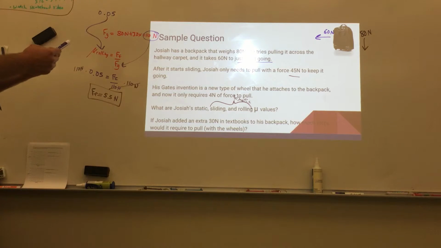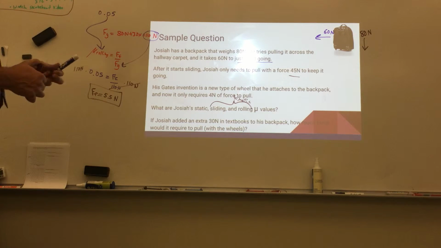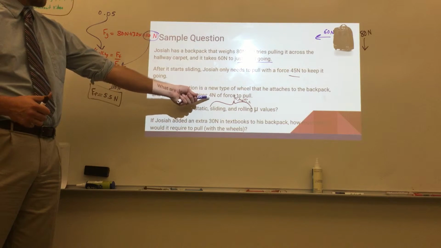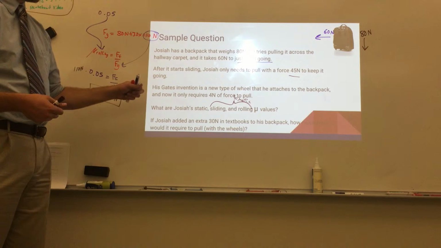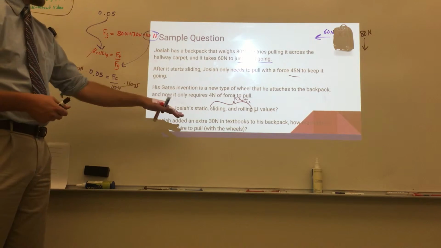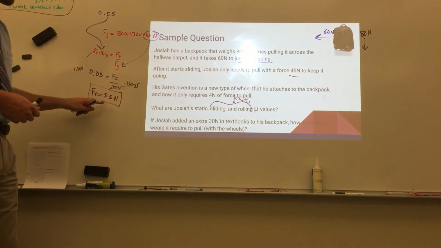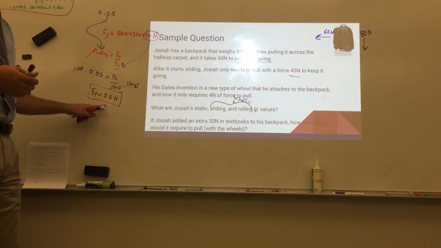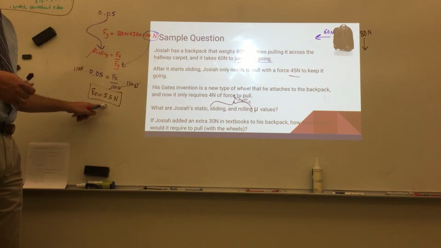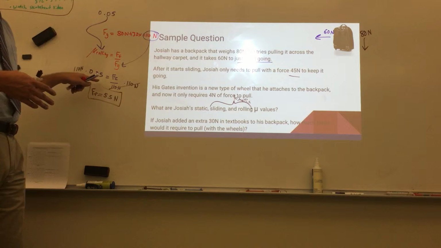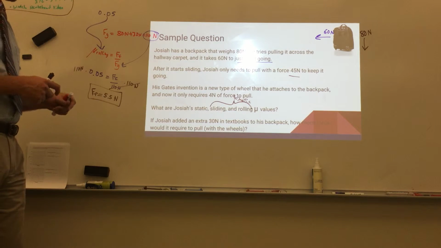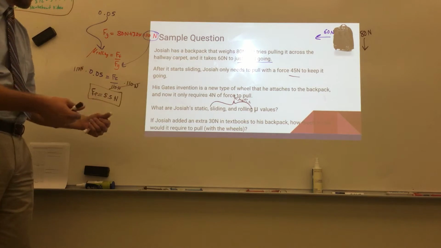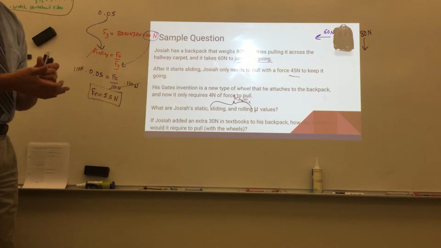So once again, what we've seen is that it required 4 newtons of force for him to pull it when it was rolling. And then he added a 30 newton textbook. It only took him an extra 1.5 newtons, which gives you an idea of what it means to be rolling or to have a really low coefficient of friction. You can add extra mass, it doesn't make it that much harder to actually pull.